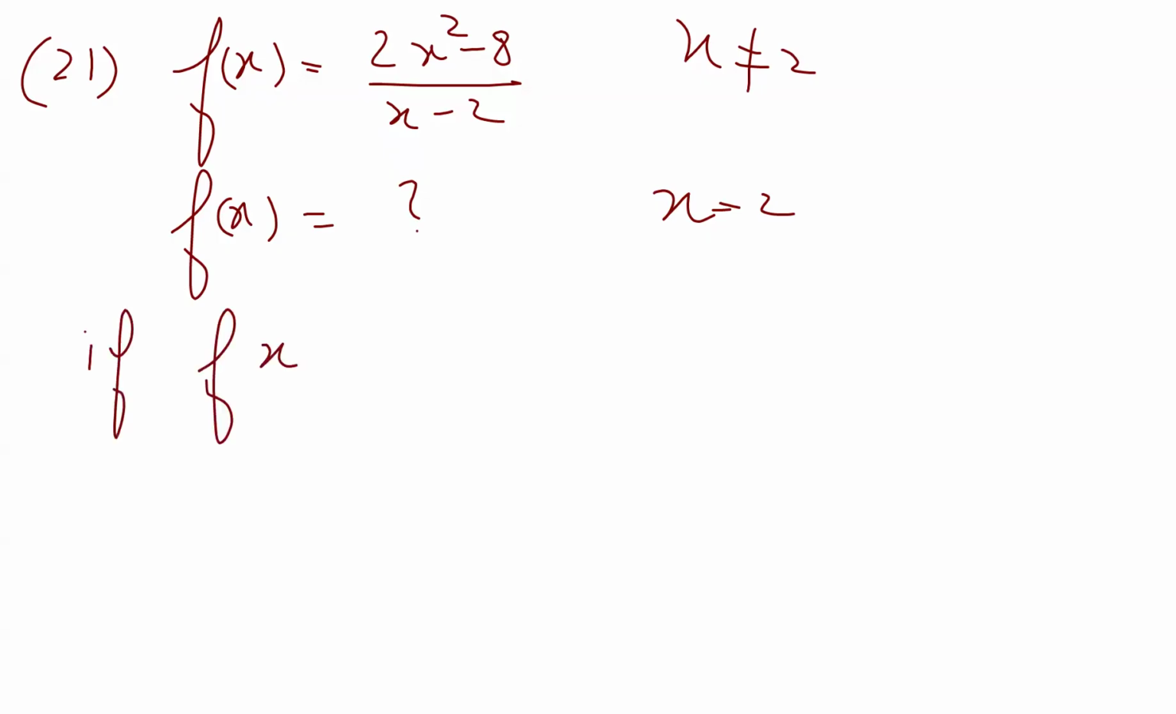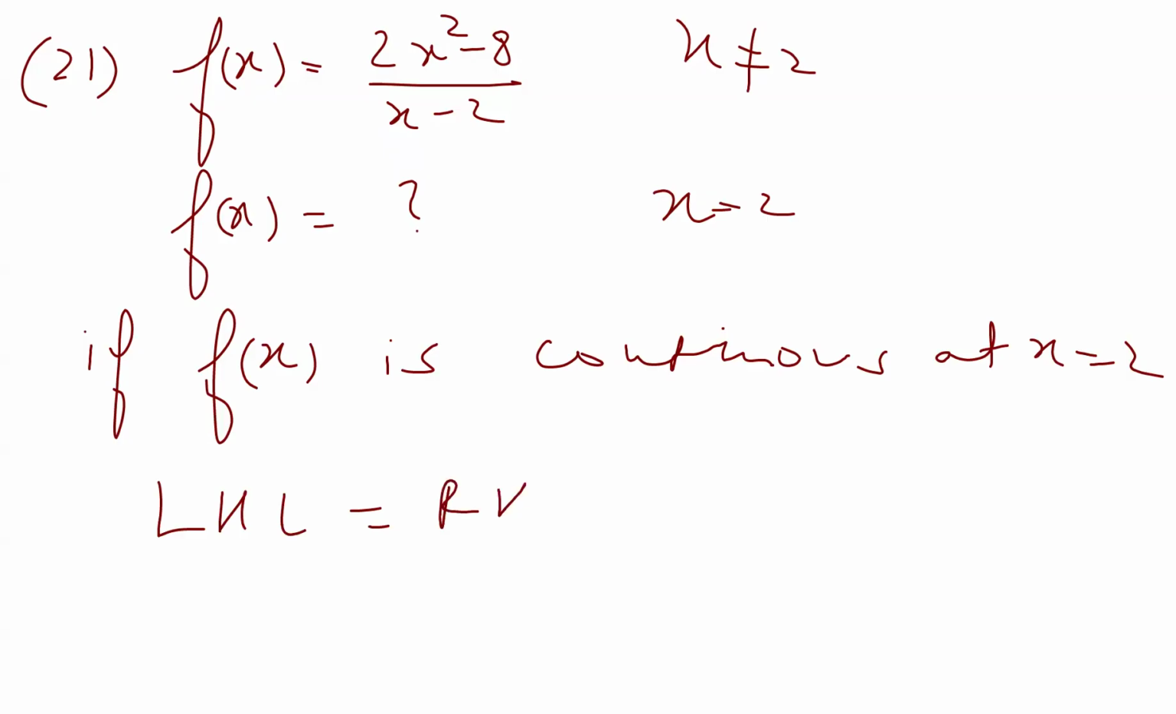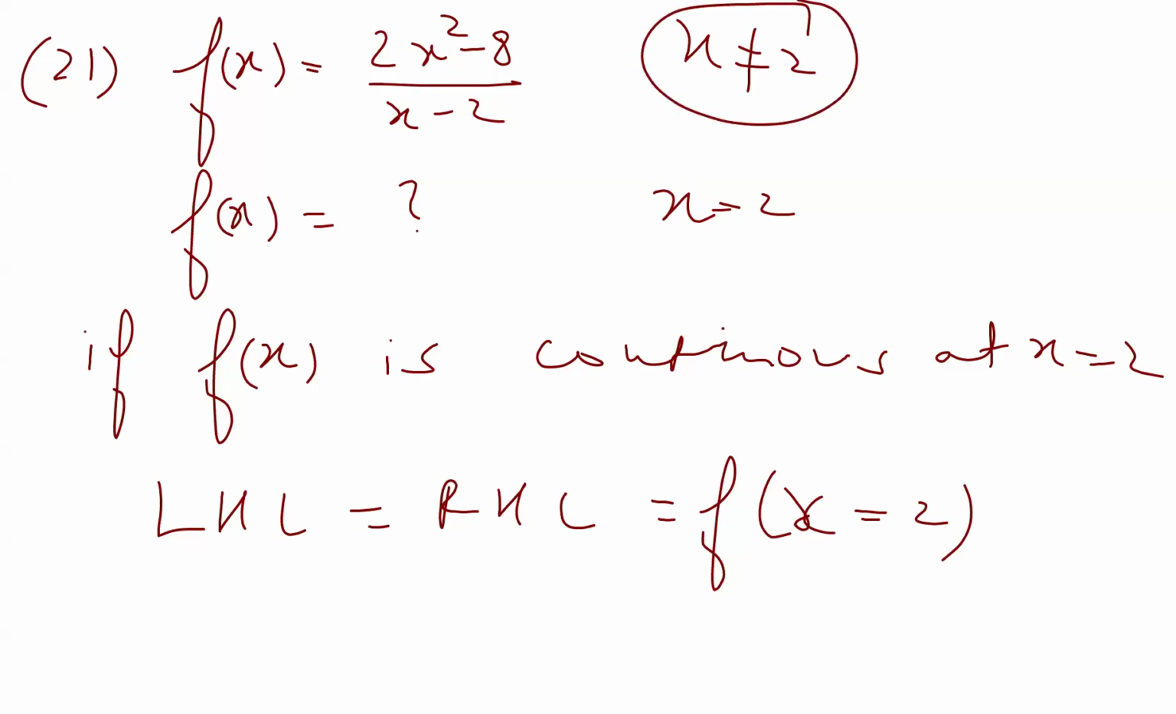If f of x, understand the steps, is continuous at x equal to 2, LHL should be equal to RHL, should be equal to f of 2, right? Now, x not equal to 2 has both x greater than 2 and x lesser than 2. This time we are not proving it is continuous, so you solve any one, LHL or RHL. So I'll take LHL.